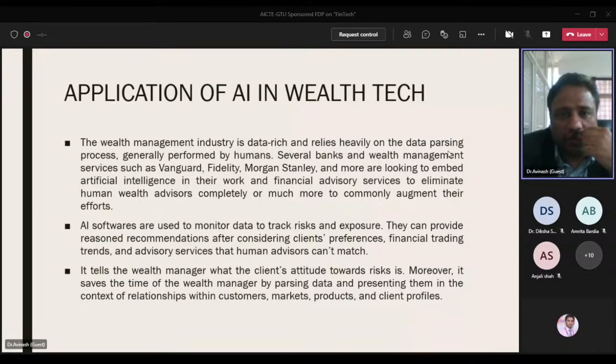AI software is used to monitor data to take risk and exposures. It tells the wealth manager how much the client's attitude towards risk is, and moreover, it saves the wealth manager's time in parsing the data and representing it in the context of relationships between customers, markets, products, and client profiles. So these are the various applications which are possible here.